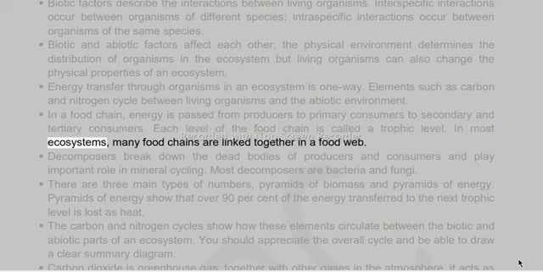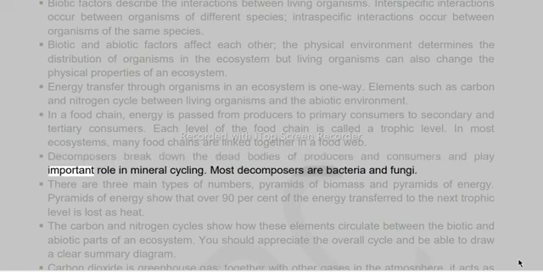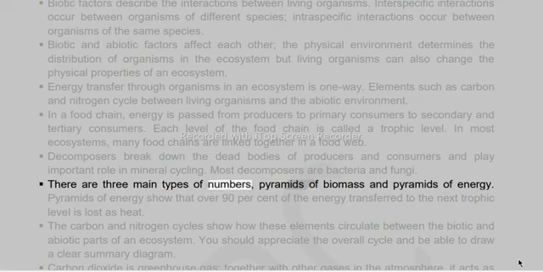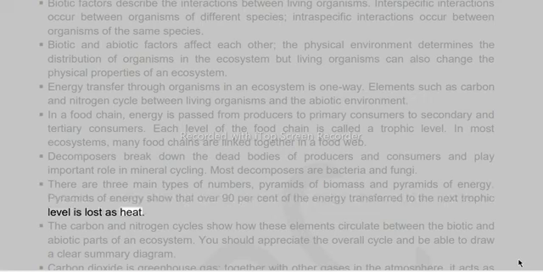In most ecosystems, many food chains are linked together in a food web. Decomposers break down the dead bodies of producers and consumers and play an important role in mineral cycling. Most decomposers are bacteria and fungi. There are three main types of pyramids: pyramids of numbers, pyramids of biomass and pyramids of energy. Pyramids of energy show that over 90% of the energy transferred to the next trophic level is lost as heat.